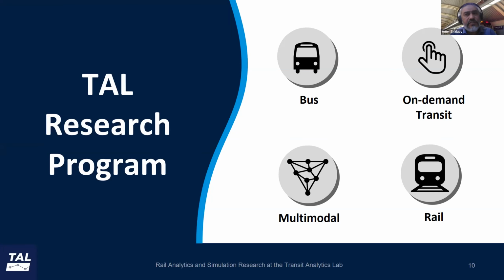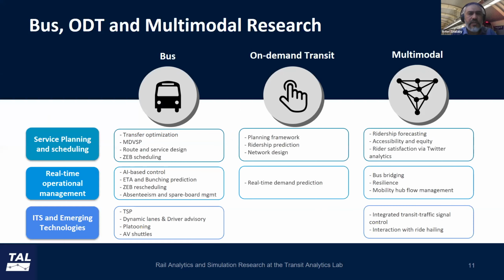So we have several verticals or tracks within TAL. Surface transit, mainly buses, and there's also on-demand transit research in that track, multi-modal, and rail, which is obviously the focus today. So we have a significant track in rail, but just very quickly, for those who are not familiar with our work in other modes, just one slide to show you the range of work that we've been doing on bus, on-demand transit and multimodal transit within service planning and scheduling, real-time operational management, and ITS and emerging technologies.